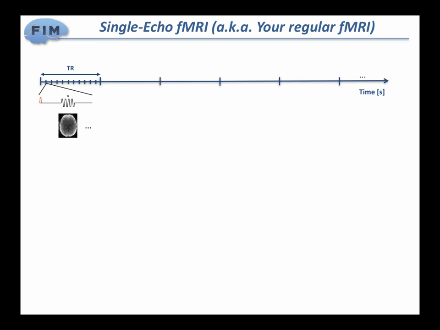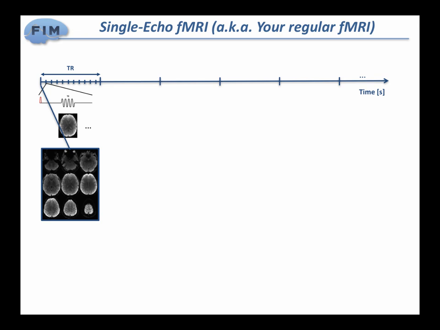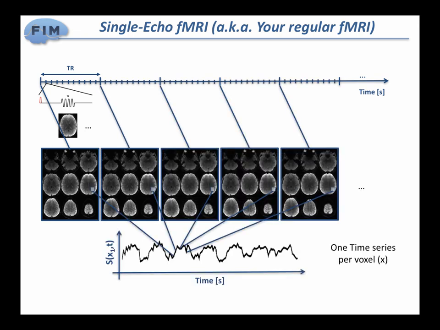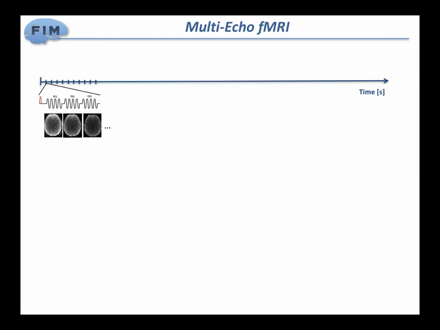So within that TR, following an excitation pulse, we acquire a series of slices, and that gives us one volume. We do that every TR, and what we end up with for every single voxel is a single time series of the evolution of this signal that we're measuring, and that we know somehow is related to neuronal activation or something like that.